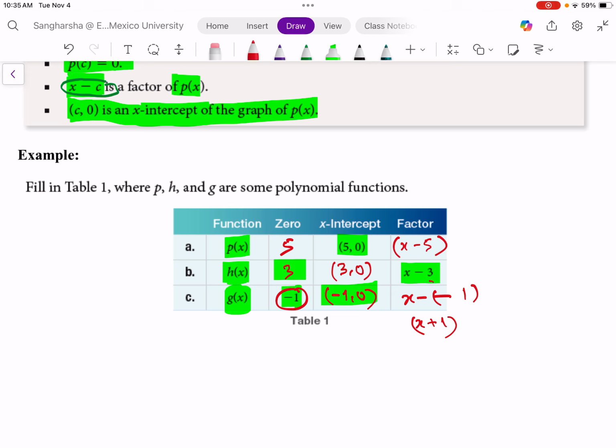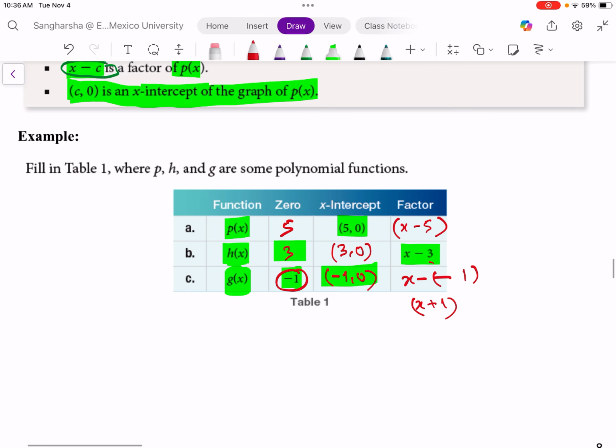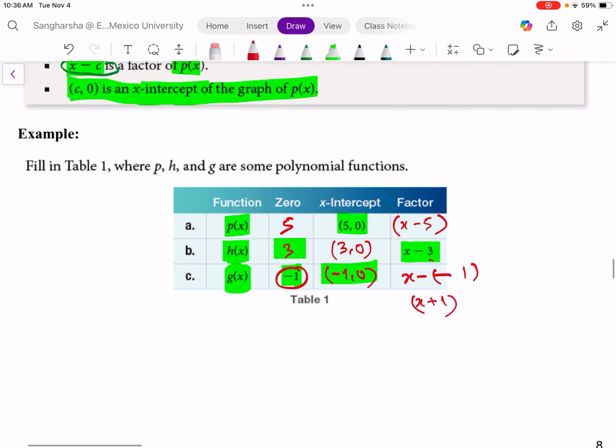Once we know the x-intercept or a factor or a 0, we can find the remaining ones. If you are given a 0, you can find the x-intercept and factor. If you are given a factor, you can find the 0 and x-intercept. Okay, any question? Okay, now let's go to the next one.